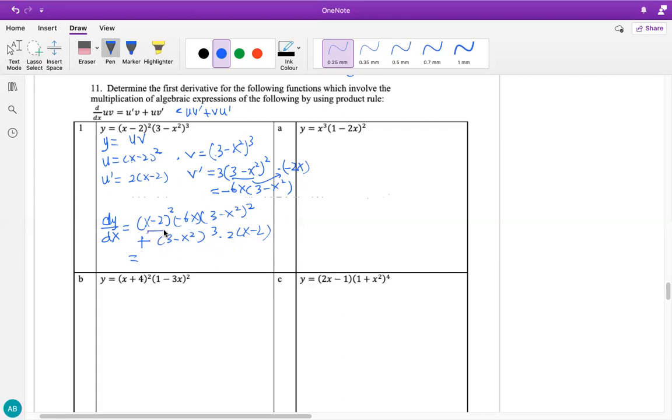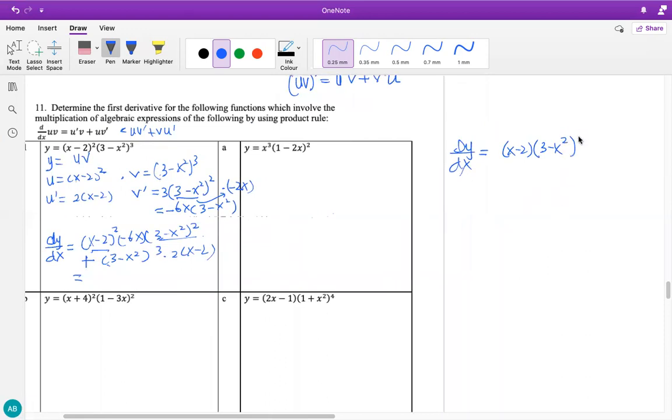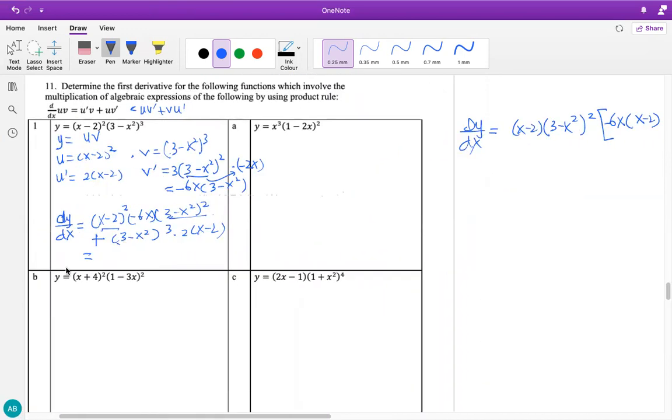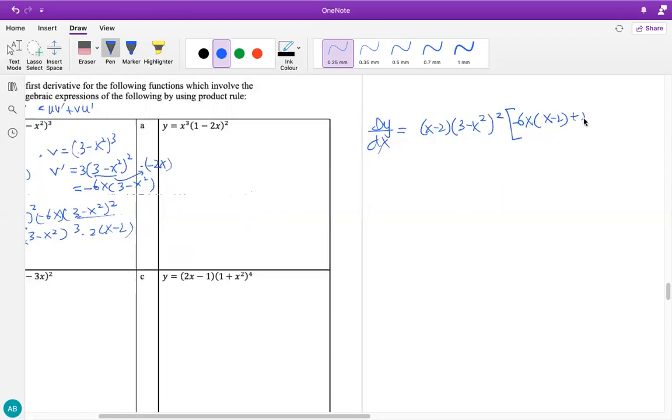So I factorize (x minus 2), then (x minus 2) squared right here. Okay. So I will get, right, this means dy/dx. I will do it here. So I take out (x minus 2) and (3 minus x squared) squared. Right? Then you are left with negative 6x times (x minus 2), and then this part, you are left with plus 2 times (3 minus x squared).